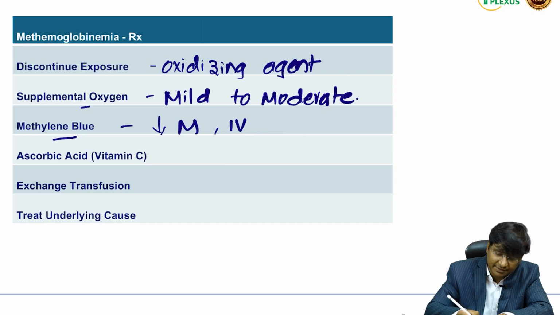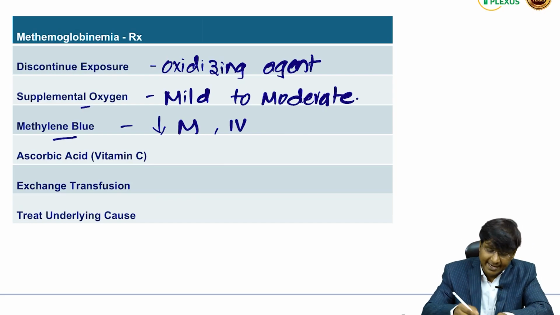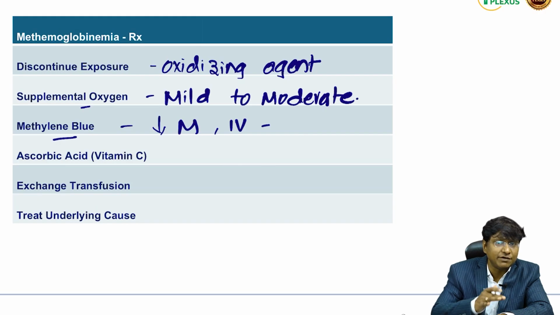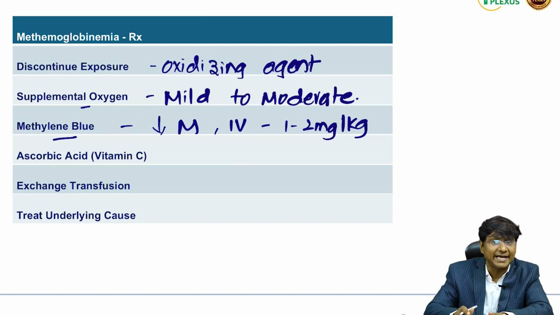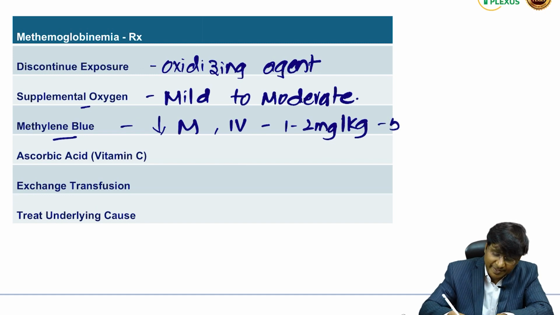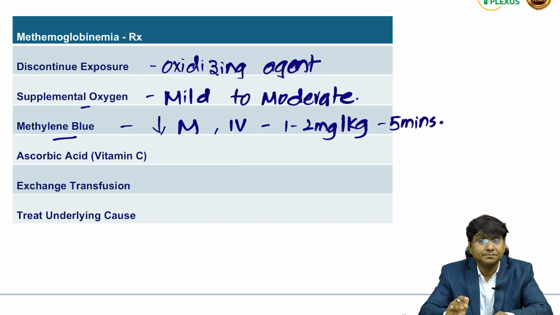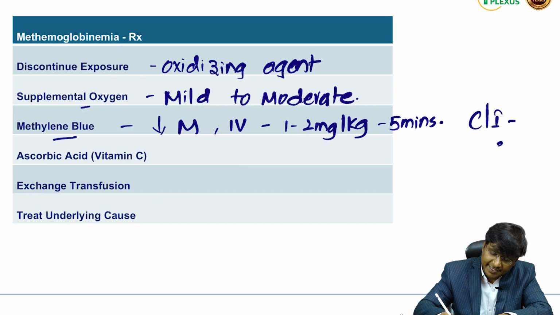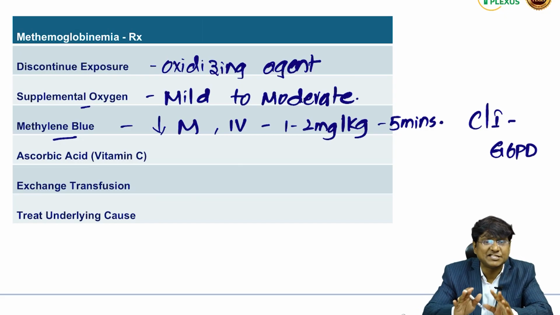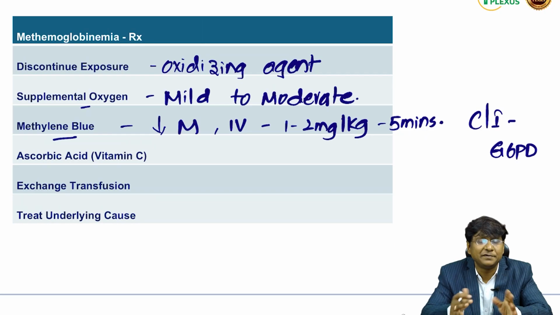And how is it administered? It is administered intravenously. And what is the dosage of methylene blue? The dosage is 1 to 2 milligram per kg of body weight, and this has to be administered over 5 minutes. But please remember, methylene blue is contraindicated in individuals with G6PD deficiency due to risk of hemolytic anemias. So in patients with G6PD deficiency, you cannot give methylene blue, because there will be risk of hemolytic anemias.